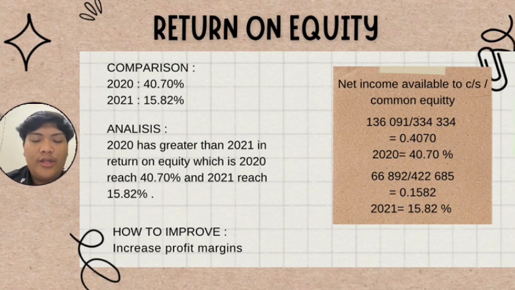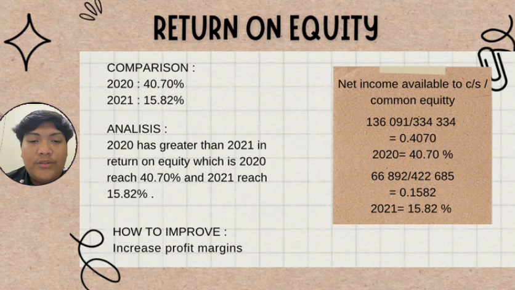Next is return on equity. Net income available to common shares divided by common equity. Comparison 2020 for 40.70% and 2021 for 15.82%. The analysis is 2020 is greater than 2021 in return on equity, which is 2020 reached 40.70% and 2021 reached 15.82%. La Flora may be having a loss of their investors, given that an organization can raise money through debt financing and equity financing. This company should use more financial leverage.